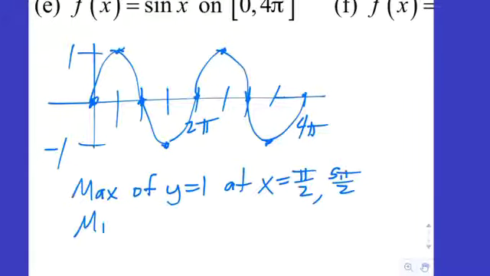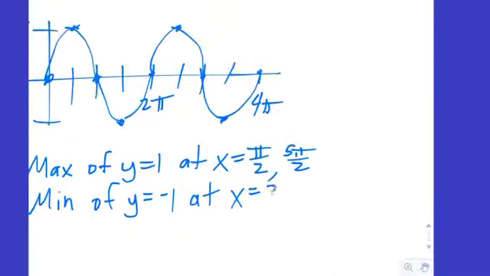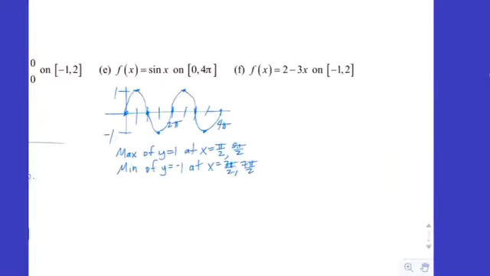Do we have any mins? Yeah, we have a minimum of y equals -1, and it occurs at x equals 3 pi halves and 7 pi halves by symmetry, 1 cycle away. So only one min, but it occurred at 2 places.